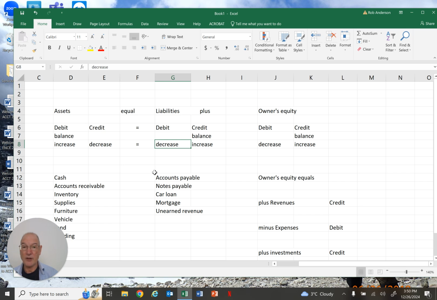Now, owner's equity works the same way. Owner's equity has a credit balance. And if we have more owner's equity, that's an increase, so more credits and still a credit balance. If our owner's equity goes down, then that goes down with a decrease. So let's look at just a couple of transactions to see how this can work for debits and credits.